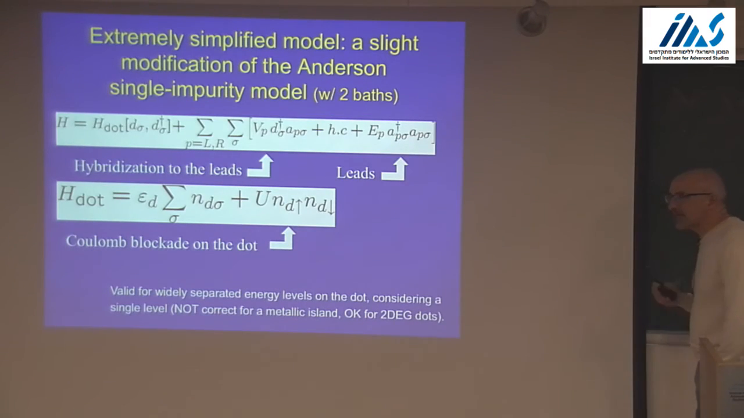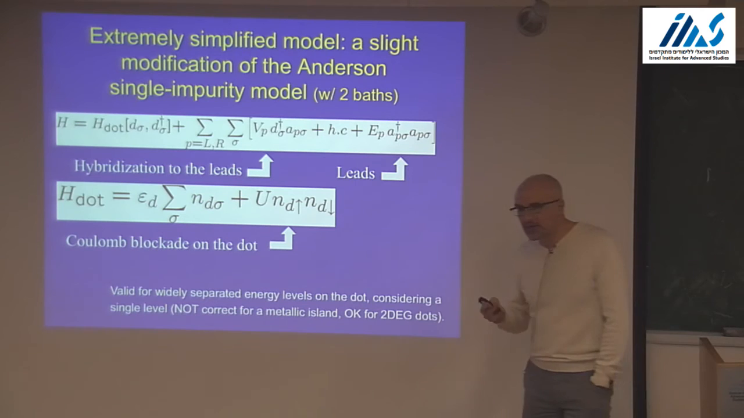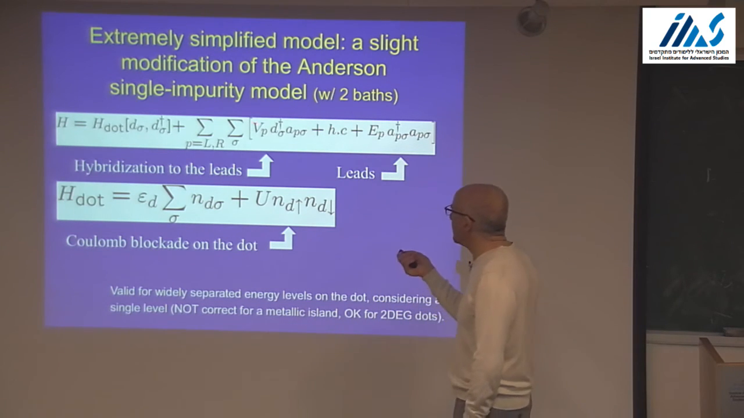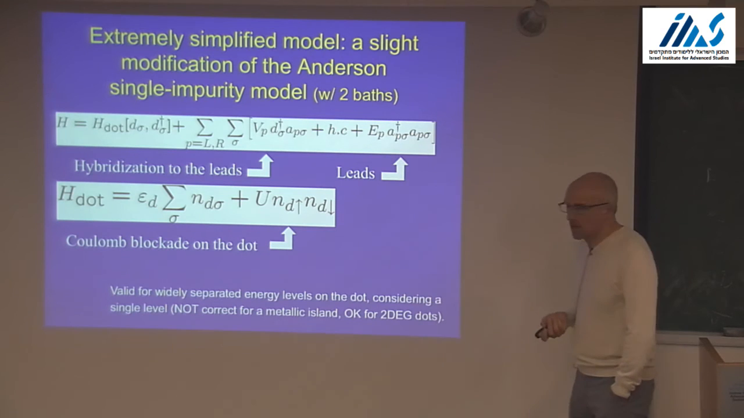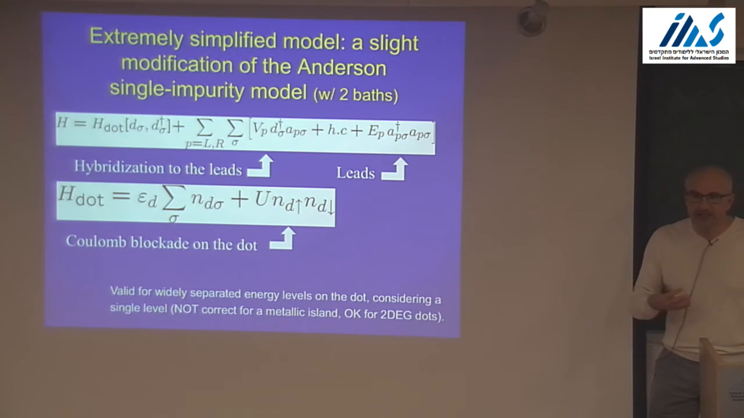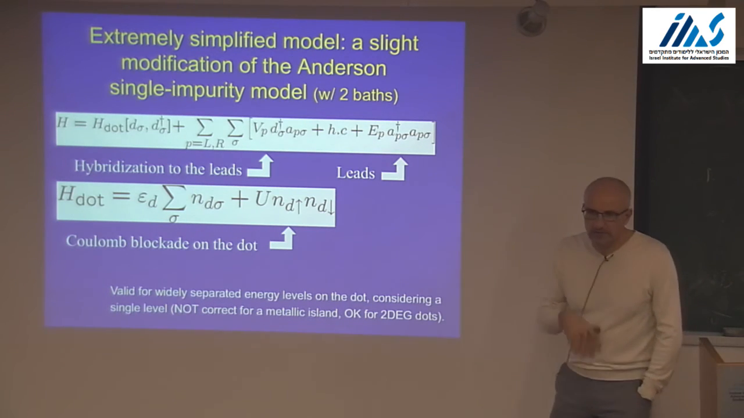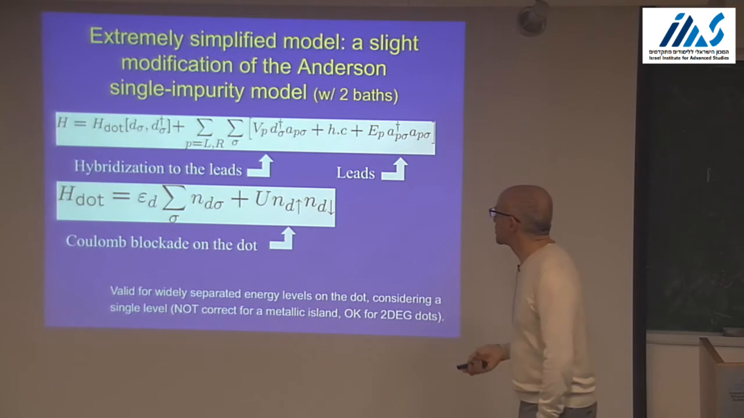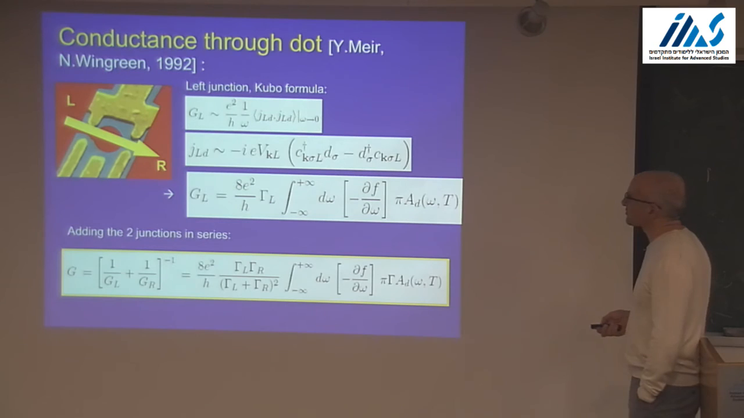Okay, just a fortunate coincidence. Of course, in this case, we have two reservoirs. If we want to measure transmission conductance, we need two reservoirs. So it's a little bit of a twist on the Anderson model in which instead of one bath, we have two baths, a left bath and a right bath. But fundamentally, it doesn't change the problem too much.